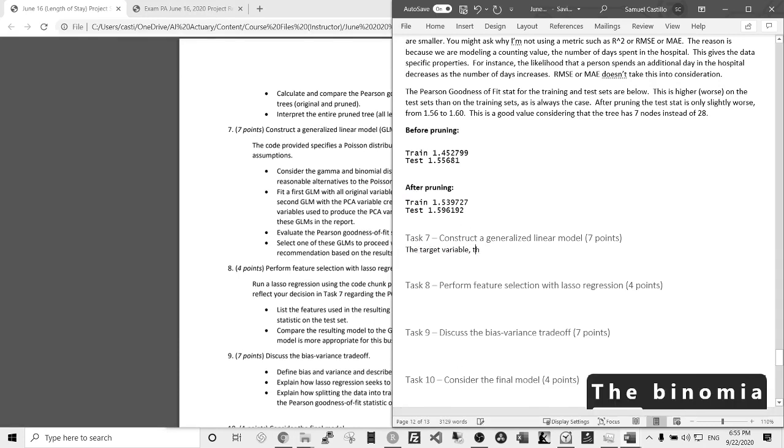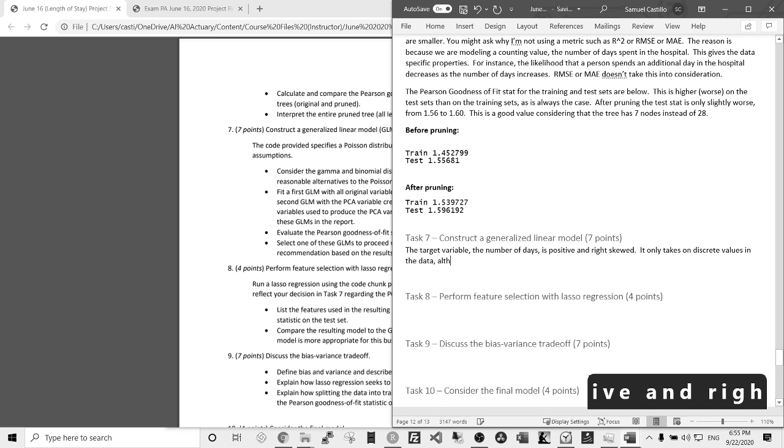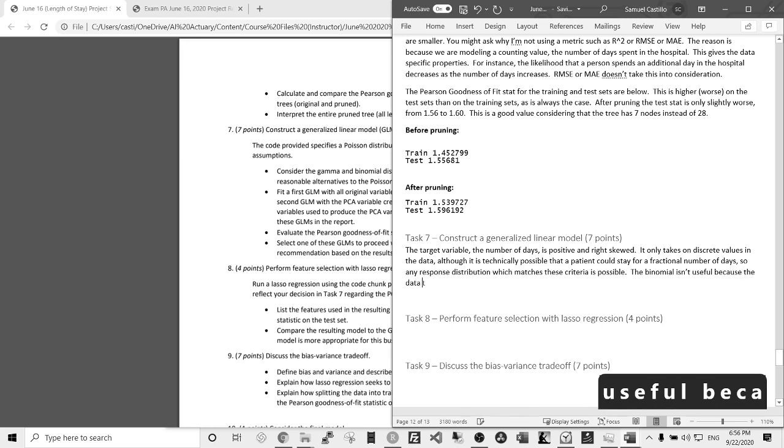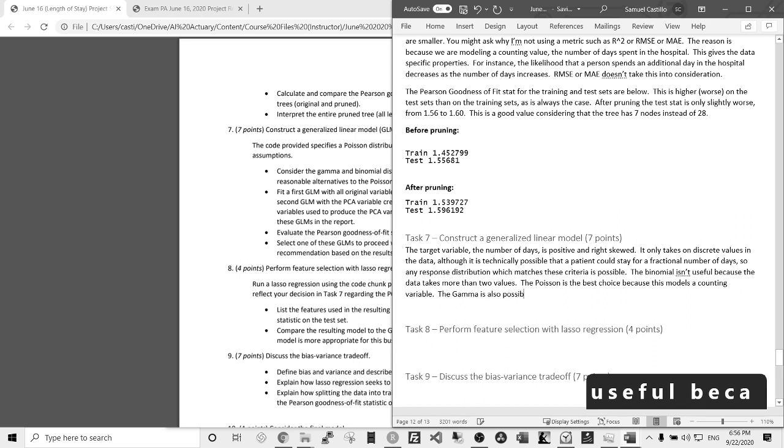So the target variable, the number of days, is positive and right skewed. It only takes on discrete values in the data, although it is technically possible that a patient could stay for a fractional number of days. So any response distribution which matches these criteria is possible. This means the binomial isn't useful because the data takes more than 2 values. The Poisson is the best choice because this models a counting variable. Gamma is also possible because it is right skewed and positive.